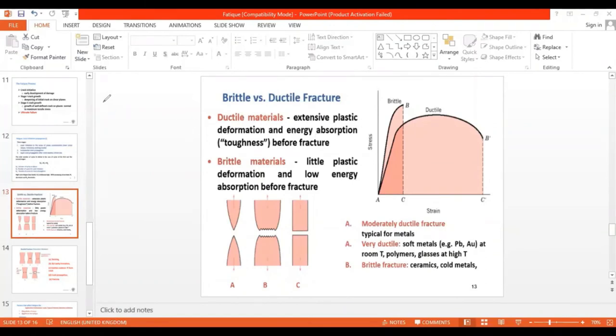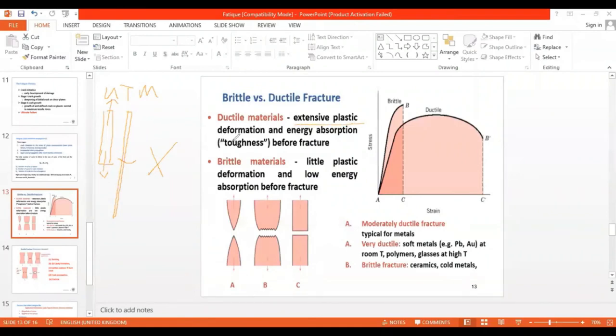If you have worked with a UTM, universal testing machine, we use it for tensile testing. We have a bar, an iron bar, and we pull it with two jaws in both directions. What happens is that it elongates, getting thin, and at a certain stage it will break. This is the behavior of ductile materials.